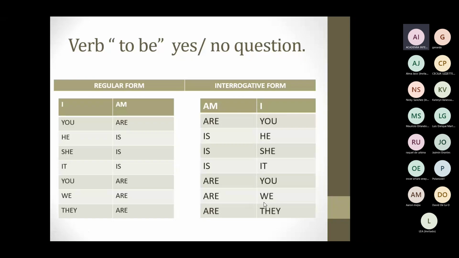So what's the correct pronunciation in order to make a question? I am not going to say "am I"... Am I? Never. Am I? You can repeat after me. It's not necessary that you turn on your microphone, okay, on your computer or your cell phone. So you can repeat alone.